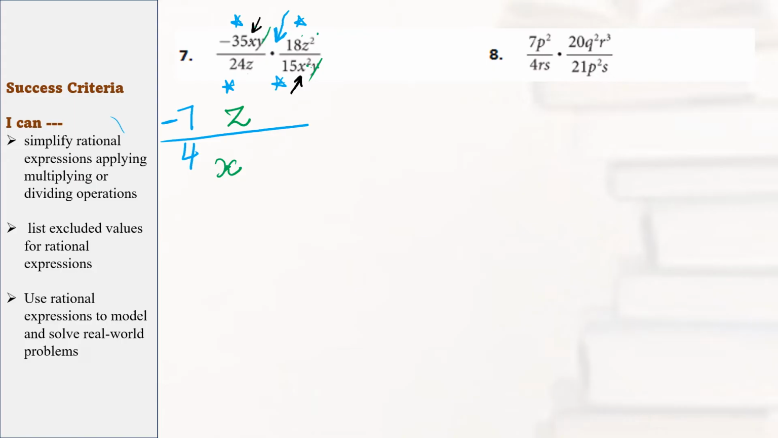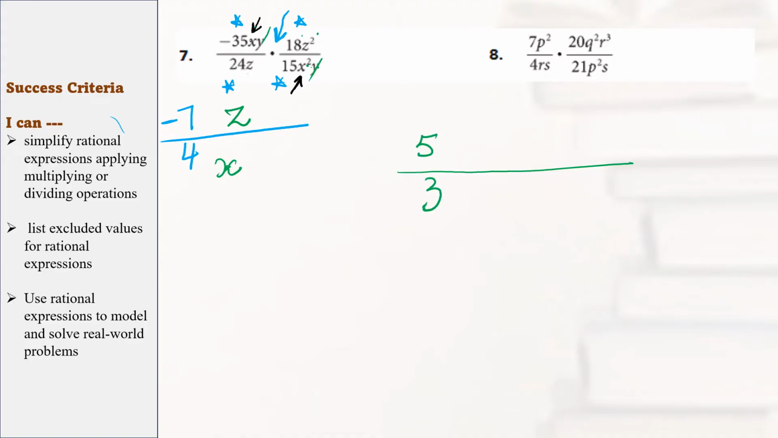Okay, question number 8. The first thing I told you is that whatever numbers we have in the numerator and denominator, you write them in the calculator. So in the numerator write 7 times 20 and in the denominator write 4 times 21. So your answer will be 5 over 3.